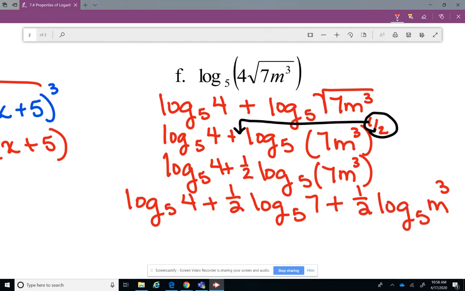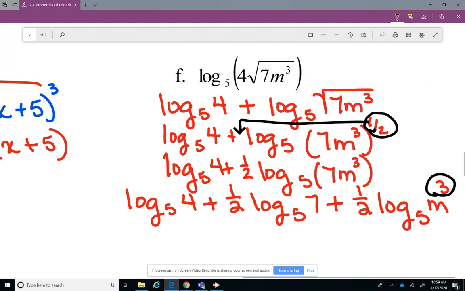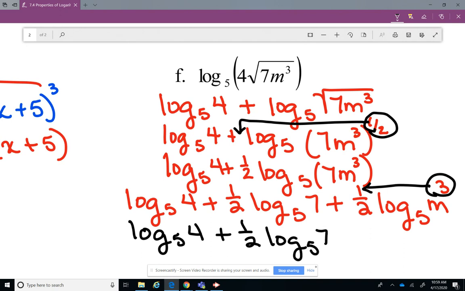Now there's one more step we're going to do. And we actually could have done this step earlier. So I may go back and show you. And then if you don't want to watch it, you don't have to watch it. But I want to at least get you to the end of this problem because we're not quite done. You see how we still have an exponent? Right here. We can't have that. You take that exponent and you're going to multiply it by 1/2. So it's going to be log base 5 of 4 plus 1/2 times log base 5 of 7 plus 3/2 log base 5 of m.